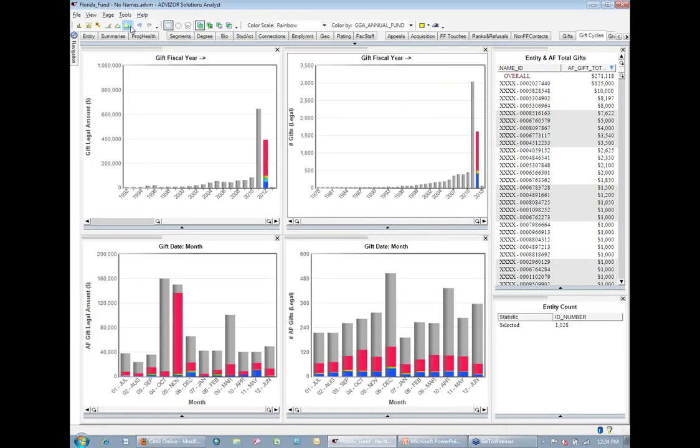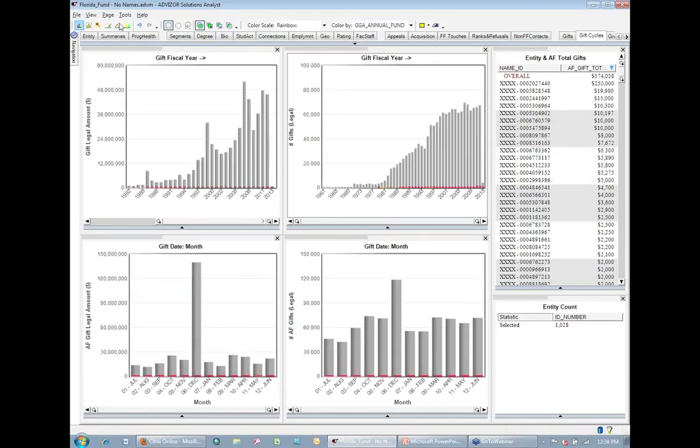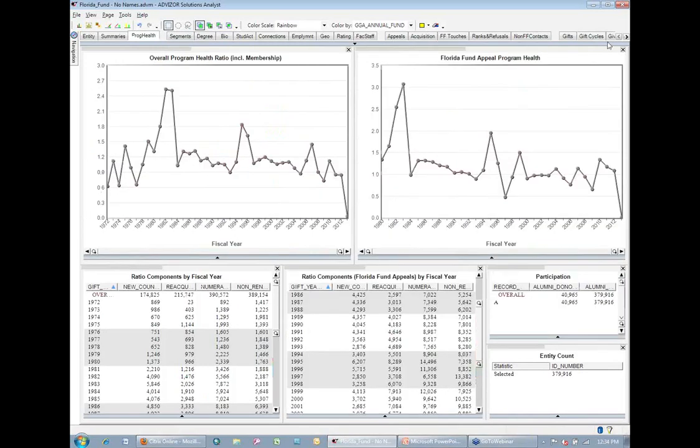All right, so speaking of how we're doing, we actually do have loaded into this project something called Program Health. I'm going to click over here on this Program Health page, and we have a couple of graphs here. We have two different flavors of Program Health. This is everything in UF. That means major giving, membership, Gator Boosters, which is our athletics program, the giving to the radio station, all of that is included here. This over here is looking specifically at Florida Fund appeals.